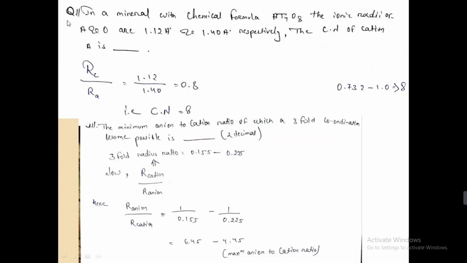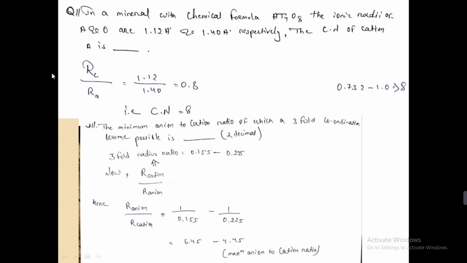Now this is a question. In a mineral with chemical formula A4O8, the ionic radii of A and O are 1.12 Angstrom for A, and 1.40 Angstrom for O, respectively. The coordination number of the cation, which is A, is asked here. The coordination number of cation A is asked.